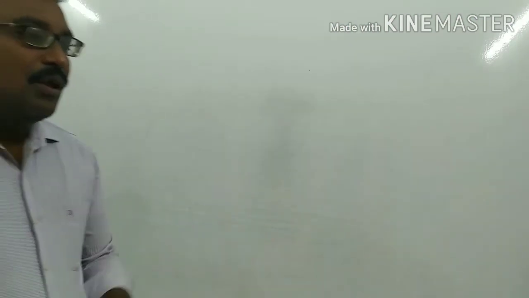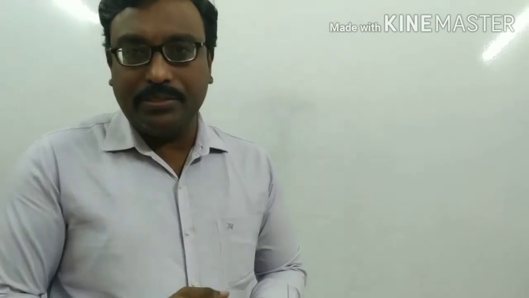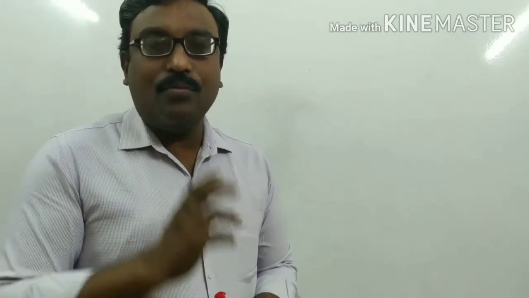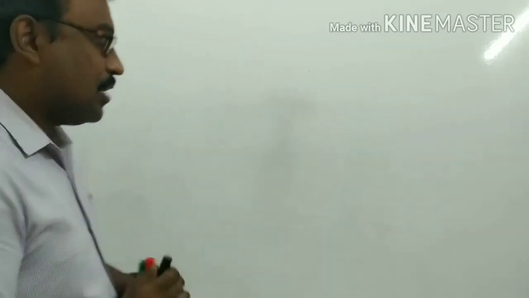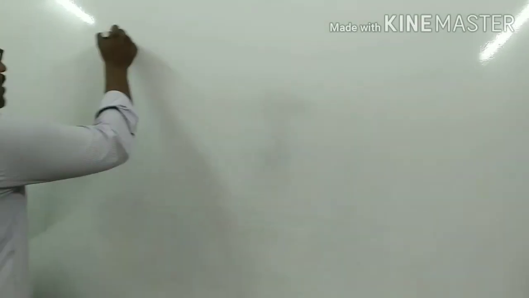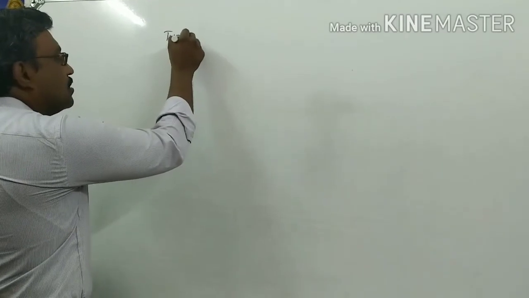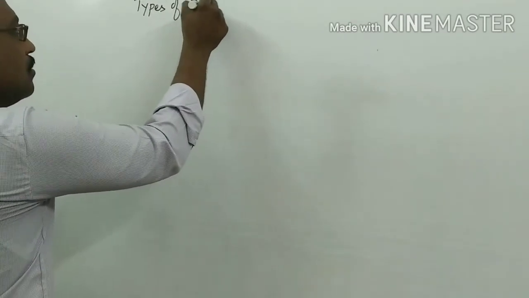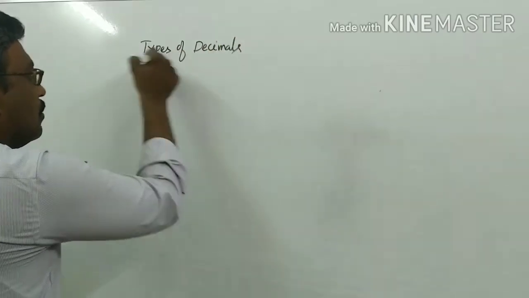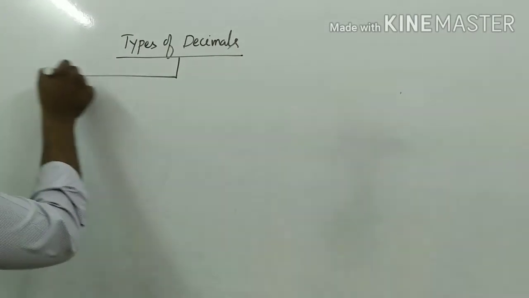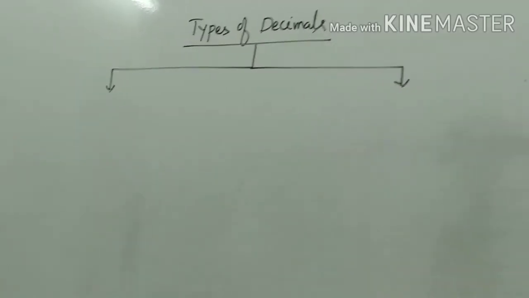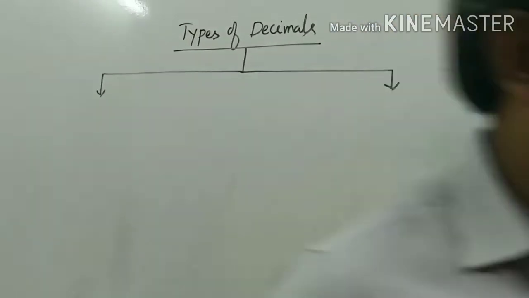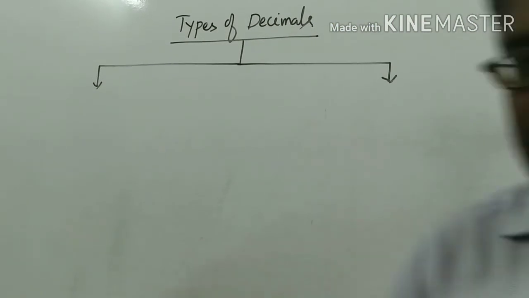Good morning, children. Today, we'll discuss types of decimals. How many decimals are there? What are their types? And how are they categorized? Okay? So, the concept is types of decimals. Types of decimals are categorized into two. There are two categories in types of decimals.